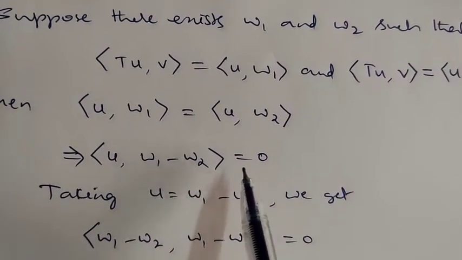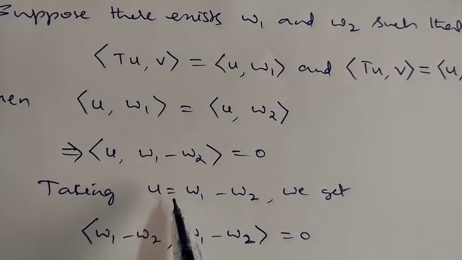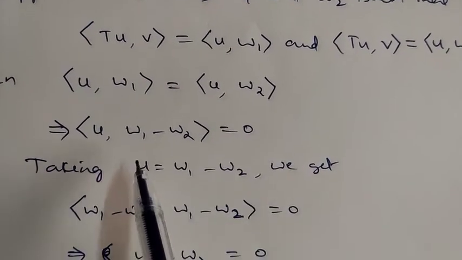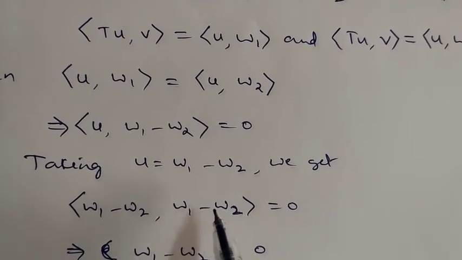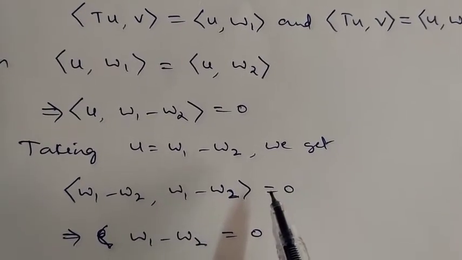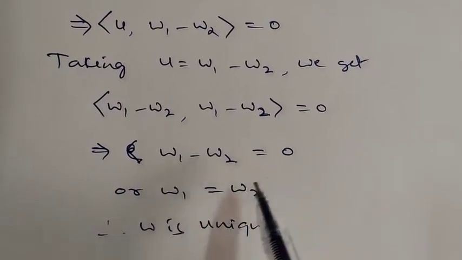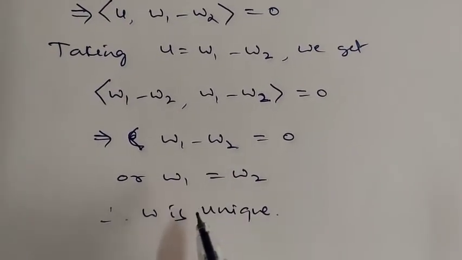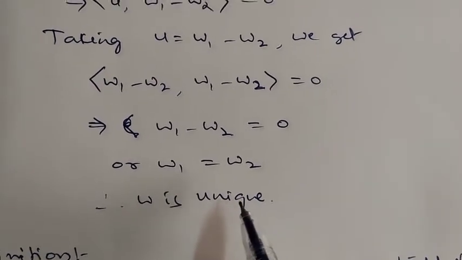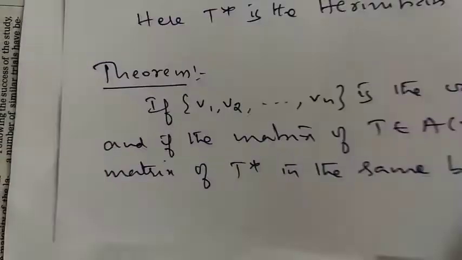Now this holds for every vector u. Means I can take u as w1 minus w2 itself, because it is an element of V. Therefore the inner product of (w1 minus w2, w1 minus w2) is equal to 0. But the inner product of (x, x) is 0 means x itself is 0. Accordingly w1 minus w2 is equal to 0, or w1 is equal to w2, means such a w that existed is unique. W is unique.